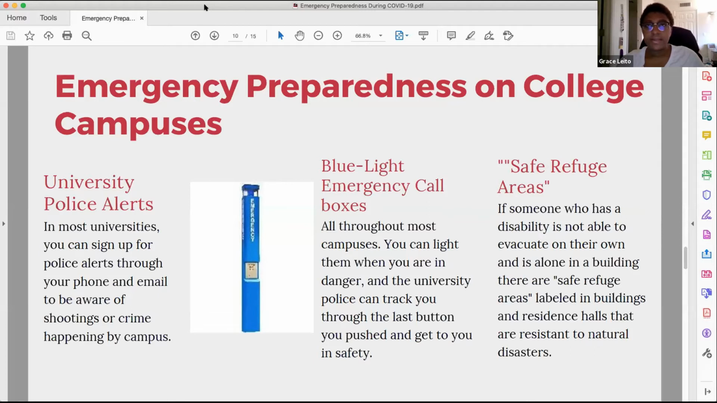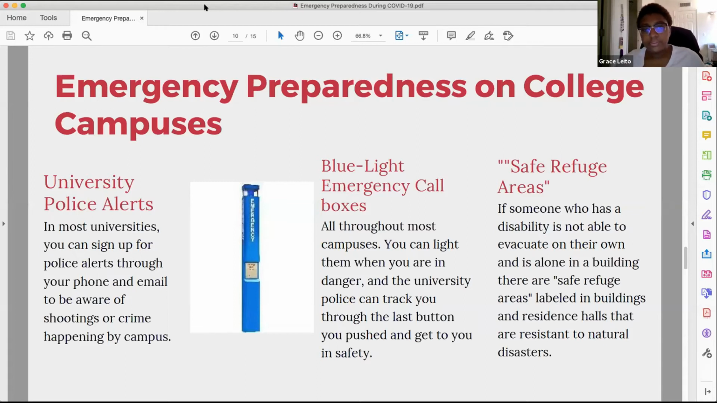And you can sign up for all of the campuses in Arizona. You can sign up for police alerts, so you know what areas to avoid if a crime's happening or if there's a dangerous situation on campus happening. And blue light emergency call boxes. There's a picture of one of these. It's blue and like a rectangular shape, and it says emergency in white letters written on it, and there's an option to push a button.